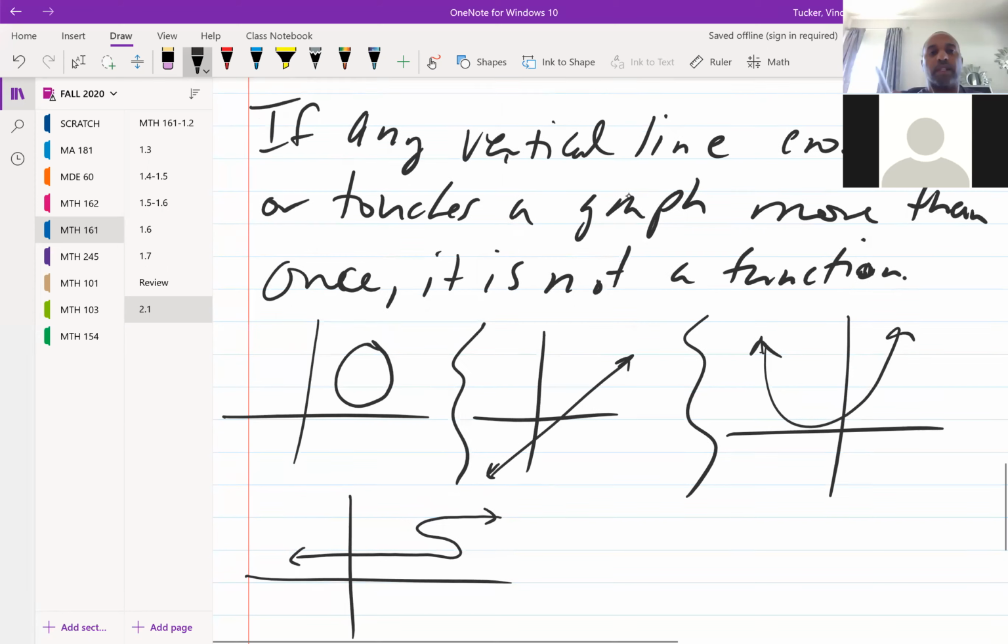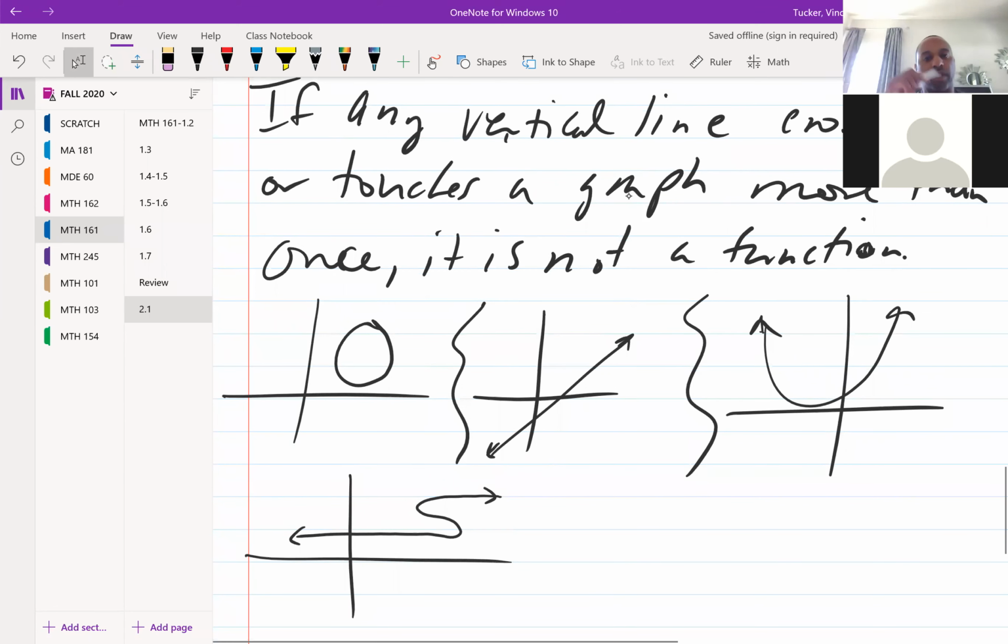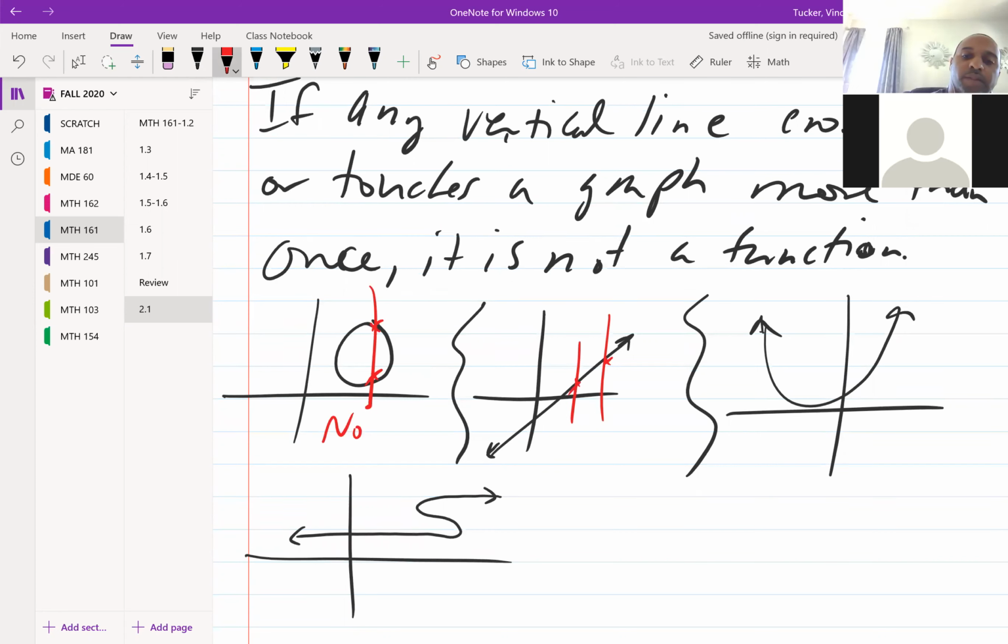So vertical line test. If any vertical line crosses or touches a graph more than once, it is not a function. So if we had a circle, a circle touches it twice when you draw a vertical line through it, so not a function. Linear equation, no matter where you draw a vertical line, it's only going to touch it once. So yes, it is a function.